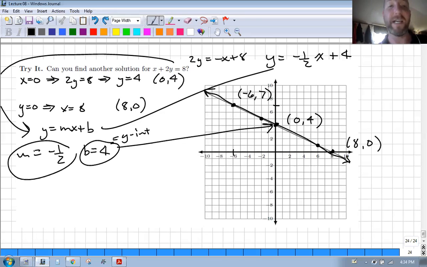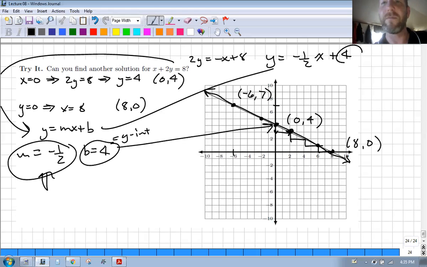The slope here is -1/2. Because it's negative, that's why it's going downhill. It says if I go down 1 and go right 2, I'll be on a point on the graph. If I go down 1, go to the right 2, boom, point on the graph. Down 1, right 2, down 1, right 2. That's why the slope is nice.